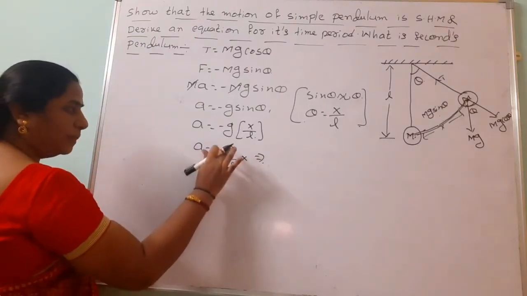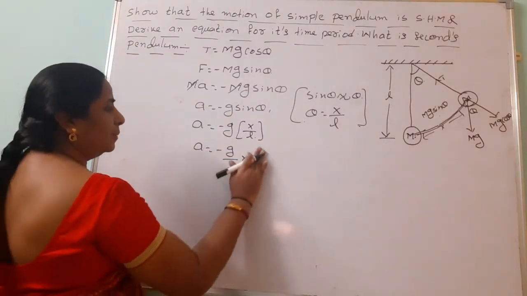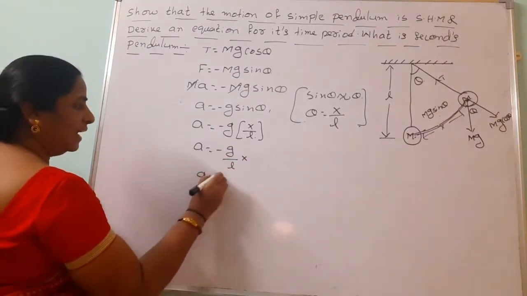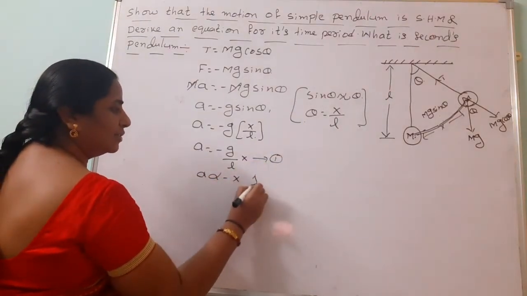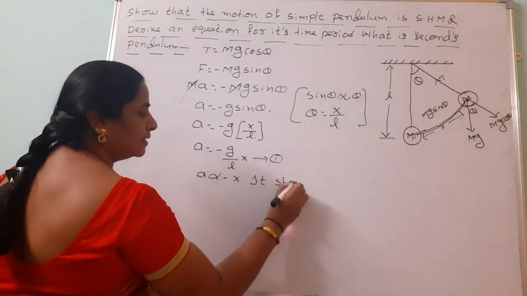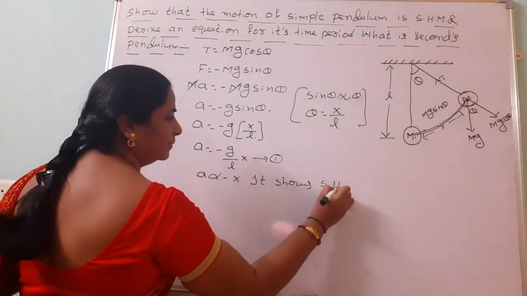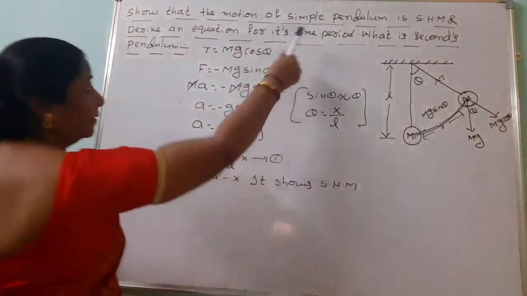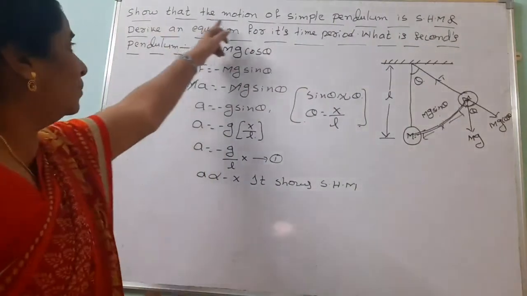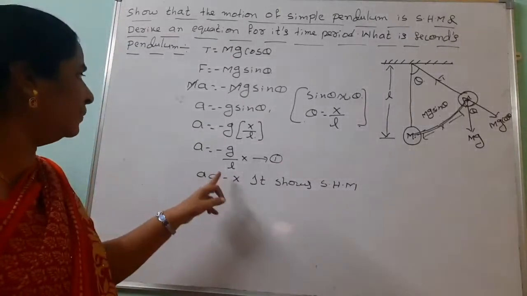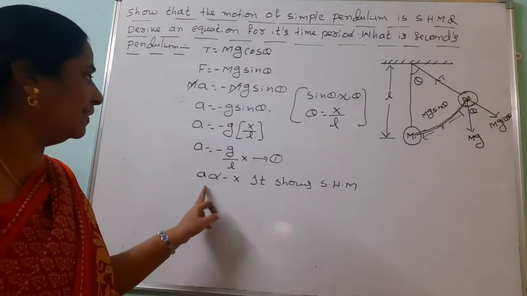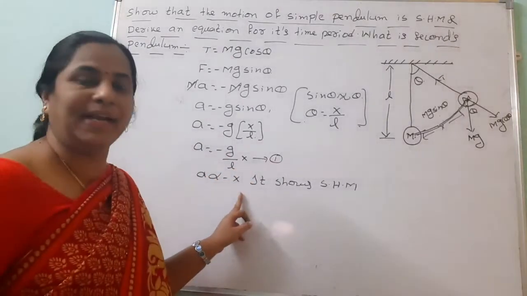Here at that place g is constant, and the length of the pendulum is constant. So a is directly proportional to minus x, which means it shows simple harmonic motion. Our first part is completed. So the motion of the simple pendulum is simple harmonic because a equals minus g by L into x, so a is directly proportional to minus x.